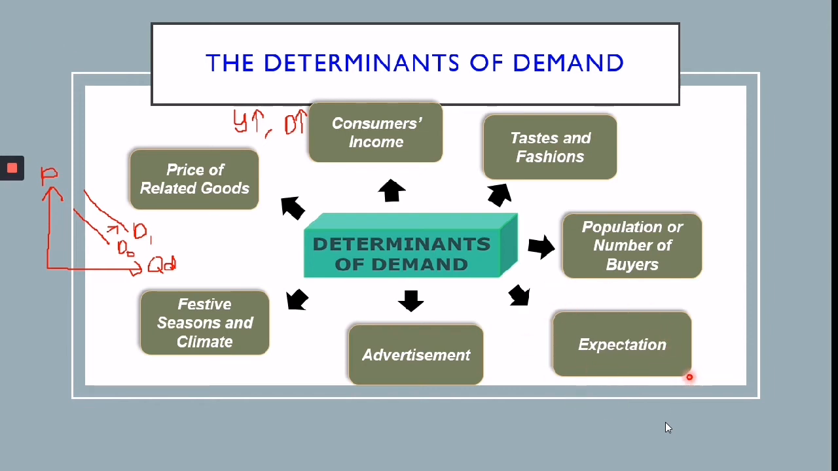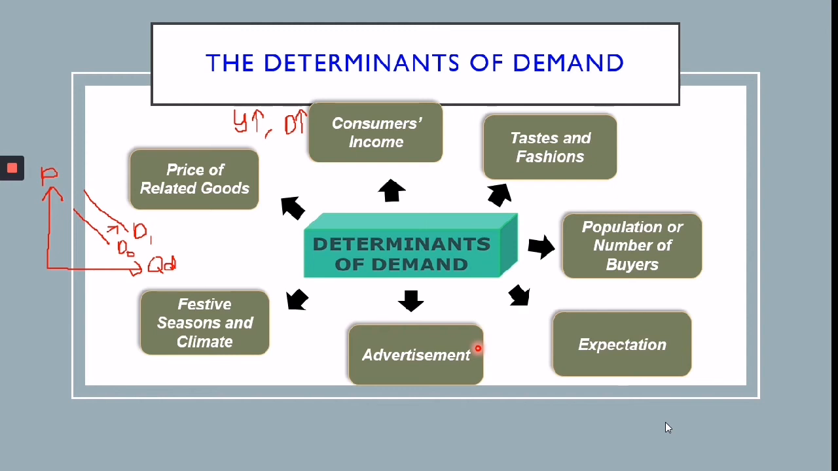Factor number 5 is about expectation, and it is normally related to the future price of a product. The higher the expected future price of a product, the higher the current demand for that product, and vice versa. For example, when the government plans to increase the price of petrol the following week, the present demand for petrol will immediately increase.